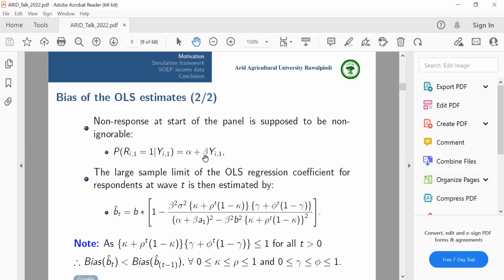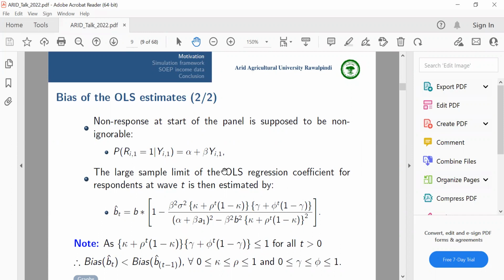But we will choose such values of alpha and beta so that there will be a response rate of 70%. So this is a response model, and by putting this model into the regression model, we get the bias of the estimate, which is written in this equation.